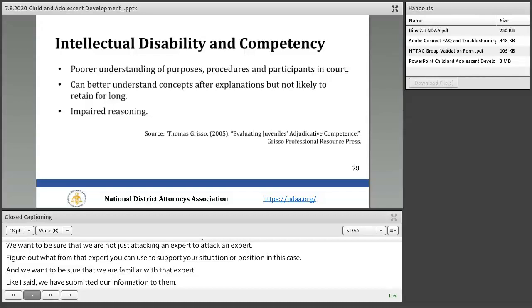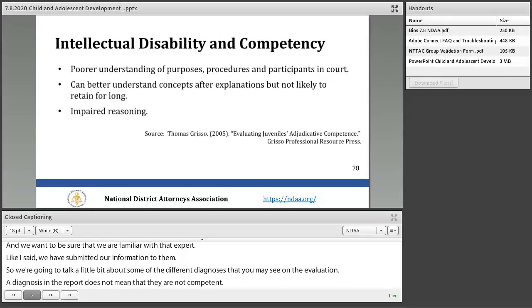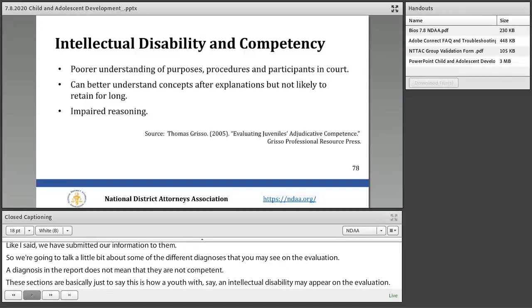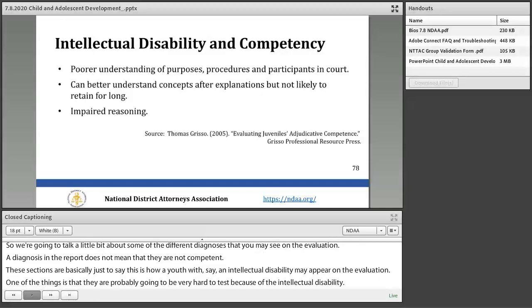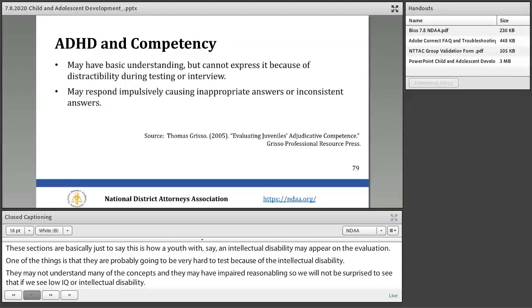So we're going to talk a little bit about some of the different diagnoses that you may see on the evaluations. And a diagnosis in the report doesn't mean that they're not competent. These sections are basically just to say this is how a youth with, say, an intellectual disability may appear on the evaluation. They are probably going to be very hard to test because of the intellectual disability. They may not understand many of the concepts, and they may have impaired reasoning. So we wouldn't be surprised to see that if we see a low IQ or intellectual disability.